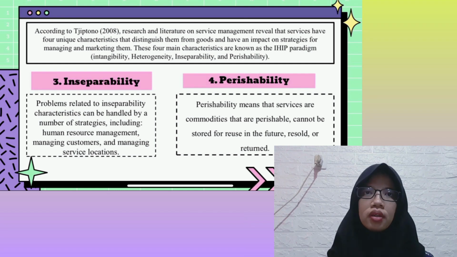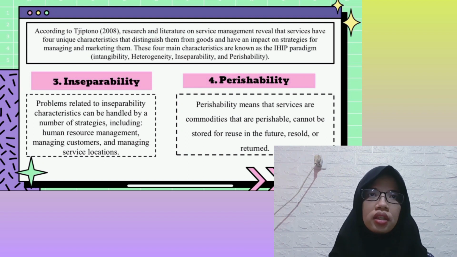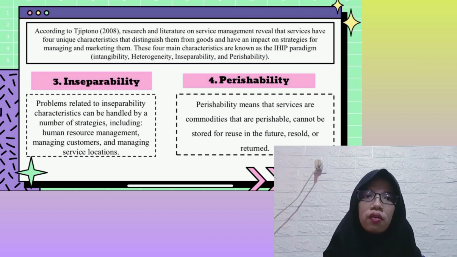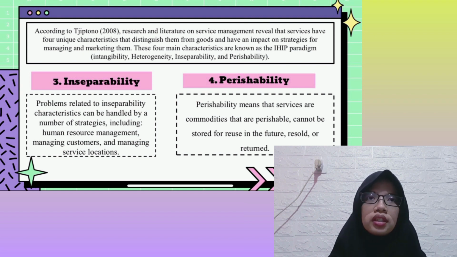3. Inseparability. Problems related to inseparability characteristics can be handled by a number of strategies, including human resource management, managing customers, and managing service locations. 4. Perishability. Perishability means that services are commodities that are perishable, cannot be stored for reuse in the future, resold, or returned. Broadly speaking, each service provider has 5 alternative demand management approaches.